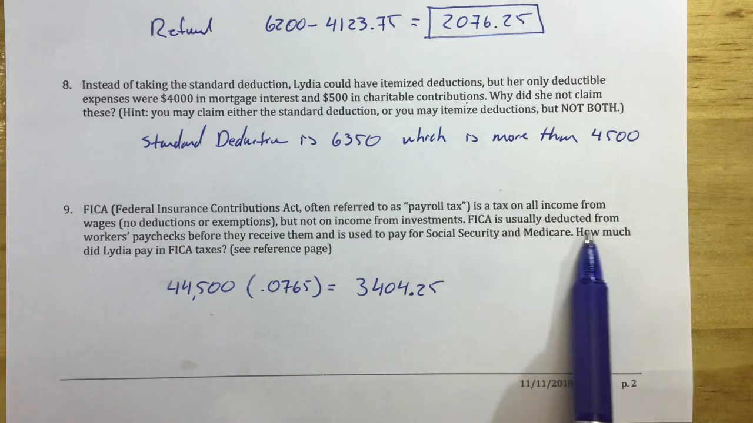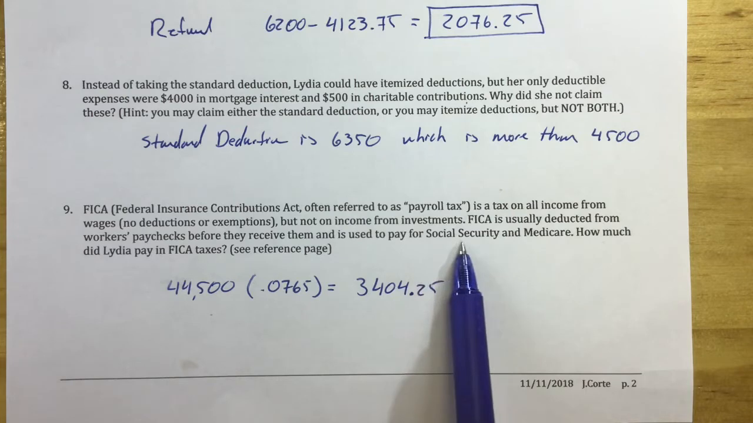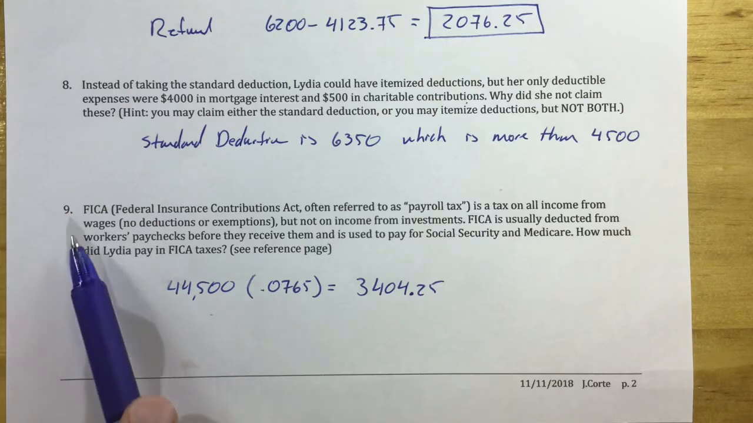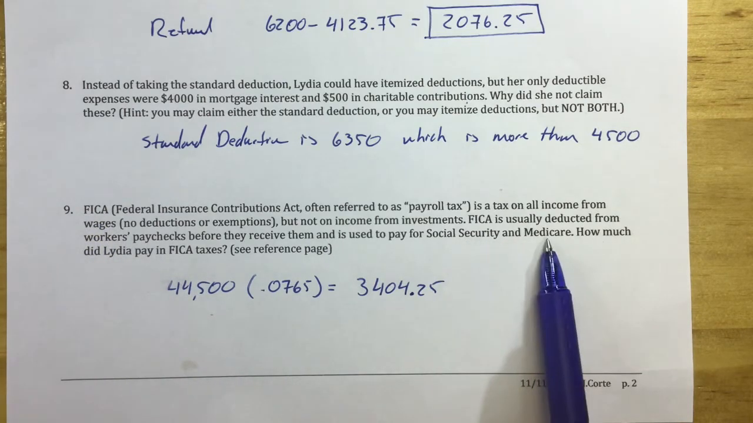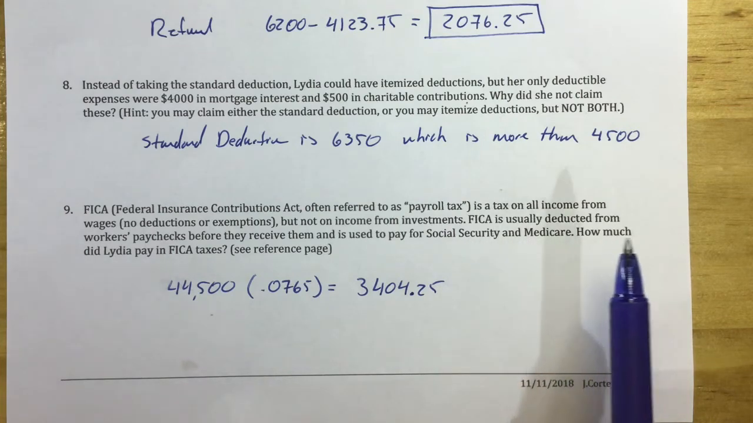FICA is usually deducted from workers' paychecks before they receive them and is used to pay Social Security and Medicare. So this isn't one that goes into your calculation at the end when you're doing taxes. That money is already sort of removed from it. Then we do the taxes separately. So you don't really worry about doing that one, but you probably see it on your paychecks, those little boxes where money is missing.